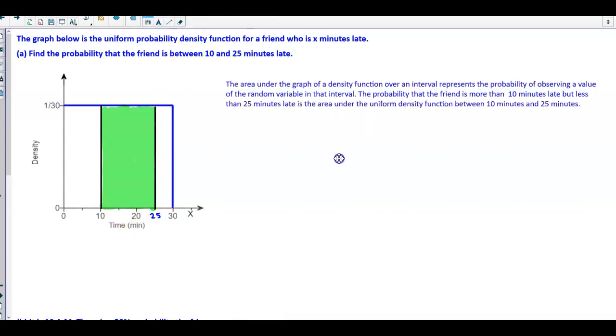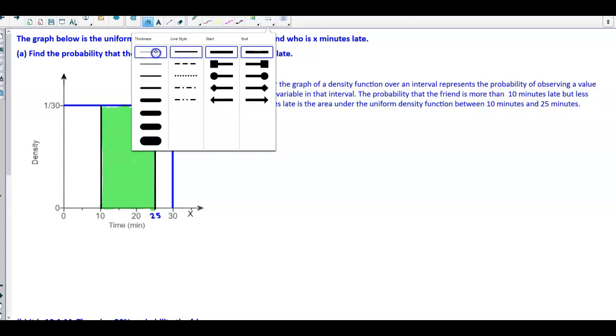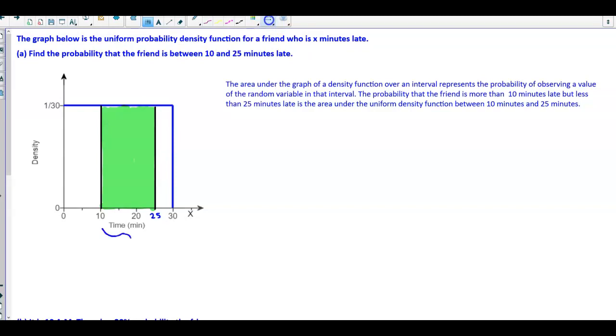So over to the right, again, the area under the graph of the density function over an interval represents the probability of observing a value of the random variable in that interval. The probability that the friend is more than 10 minutes late but less than 25 minutes late is the area under the uniform density function between 10 minutes and 25 minutes. What is the distance from 10 to 25 minutes? The length of the time interval is 25 minus 10, which is 15 minutes. So therefore, this is going to represent 15 minutes.